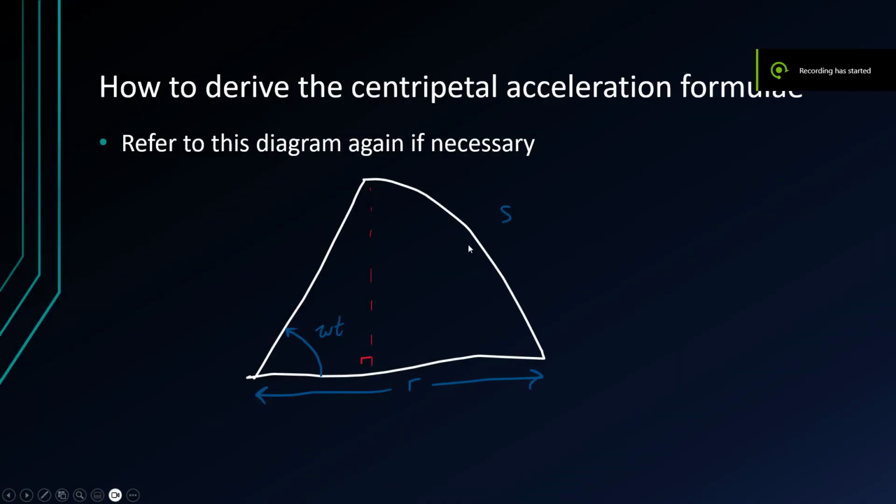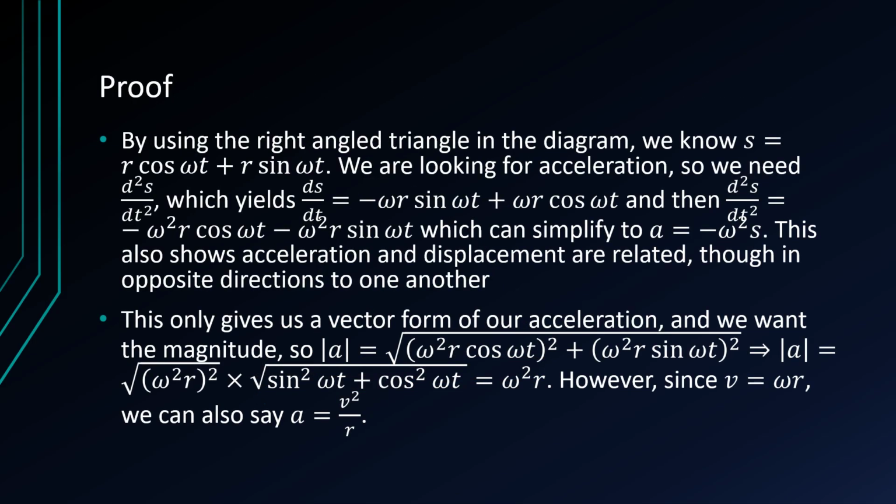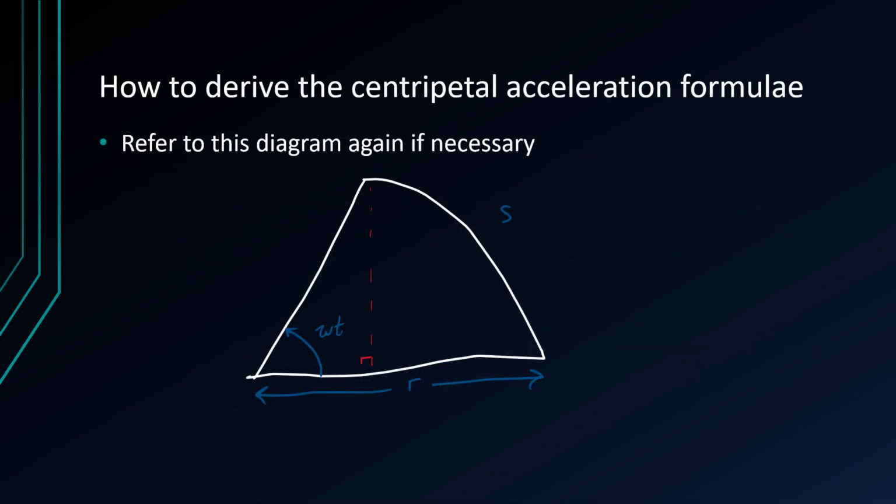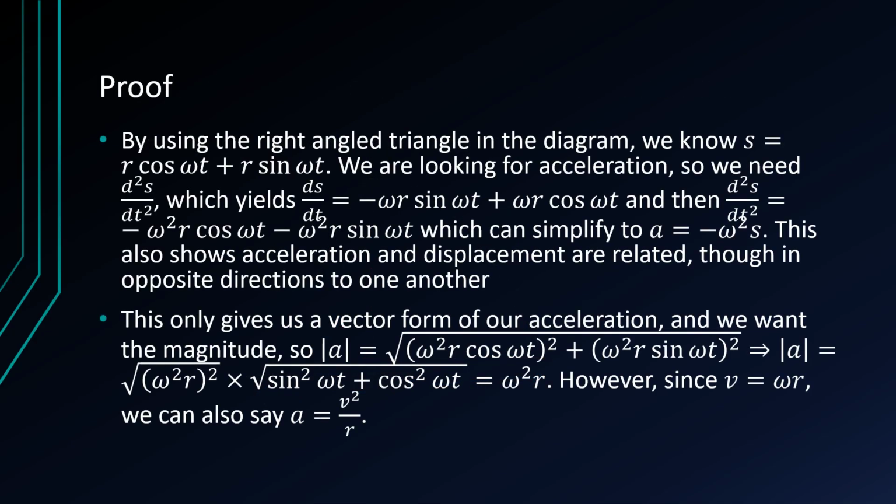So this diagram will be used for deriving the centripetal acceleration formula. If you ever need to go back and revisit this diagram, you can do so by clicking the start of the video. Now, onto the proof. By using the right angled triangle in the diagram, the one that's going to be re-highlighted in green, so that's the right angled triangle.